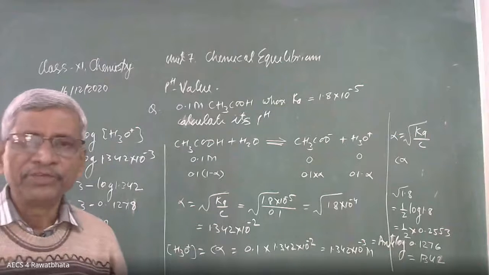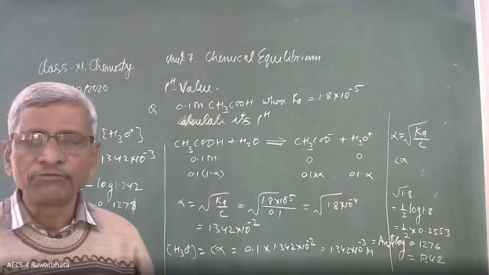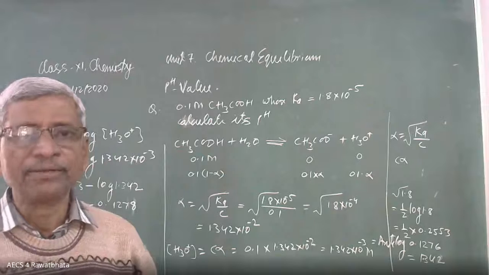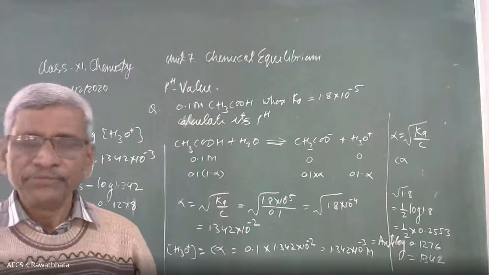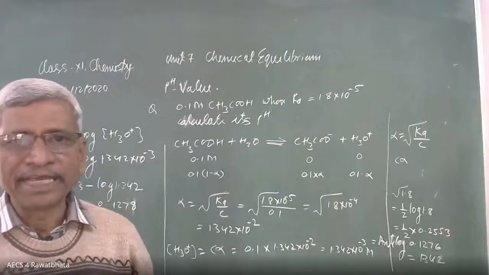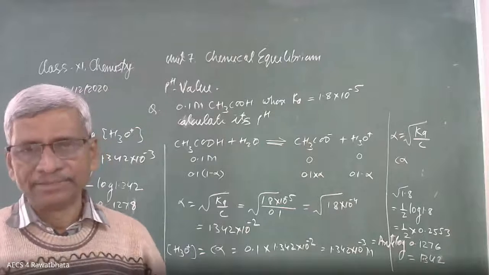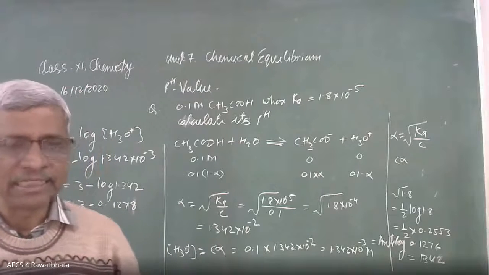In the same way, we can calculate the pH of a weak base like ammonium hydroxide. We need the value of Kb and the molar concentration. We can calculate it easily.